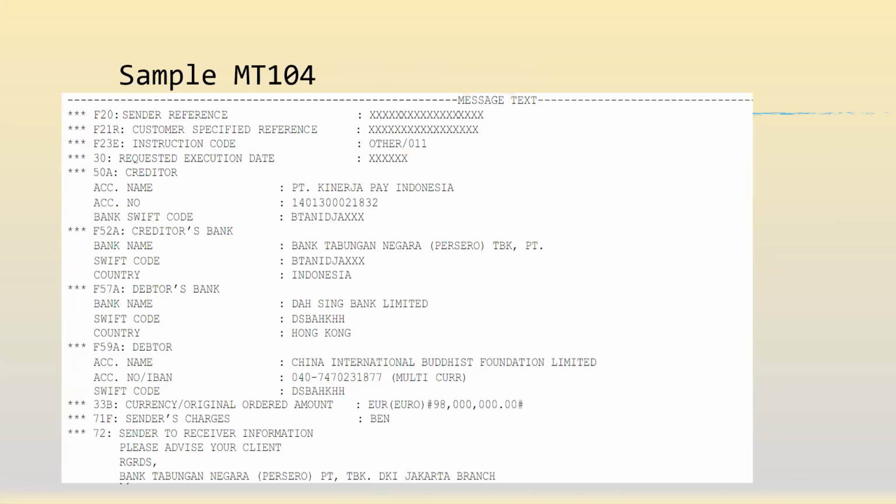This shows a sample MT104 message, wherein 50A contains the creditor, 52A contains the creditor's bank, then you have the debtor's bank, and this is the debtor. And there is a small note, sender to receiver information. So in this case, Bank A is sending a message to Bank B to debit the account mentioned in 59A and credit the creditor's account mentioned in 50A in the creditor's bank. So this is a very simple example of an MT104, which of course now in the ISO context has been replaced with PACS.003.